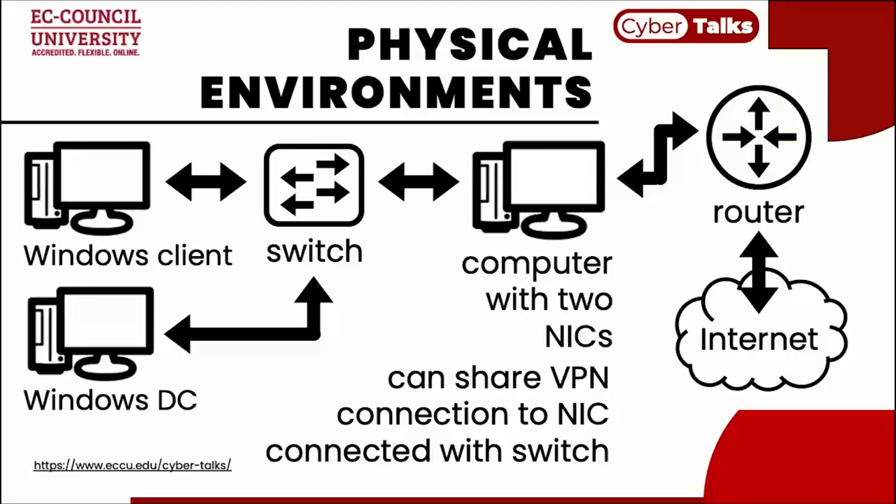Now, there's a computer that I have with 2 network interface cards, and I can set that up to use a VPN connection that goes to the router and over the internet. And I can share that VPN connection with the network interface card that's connected to the switch. So my entire physical lab can actually communicate to the internet through that VPN. Also, since I have 2 network interface cards on that computer, it helps isolate my lab from other hosts within my home network, other hosts that are connected to that router.